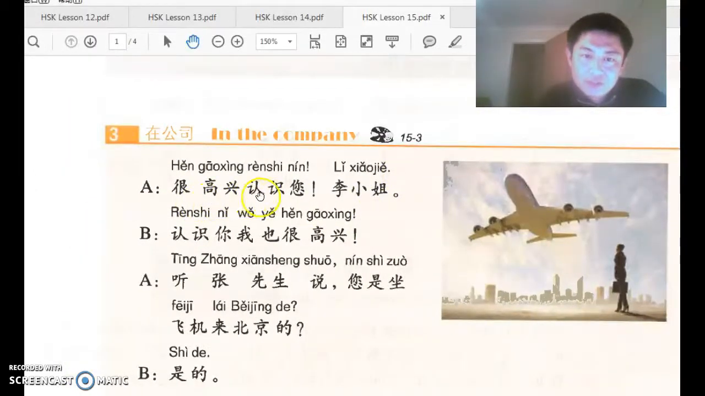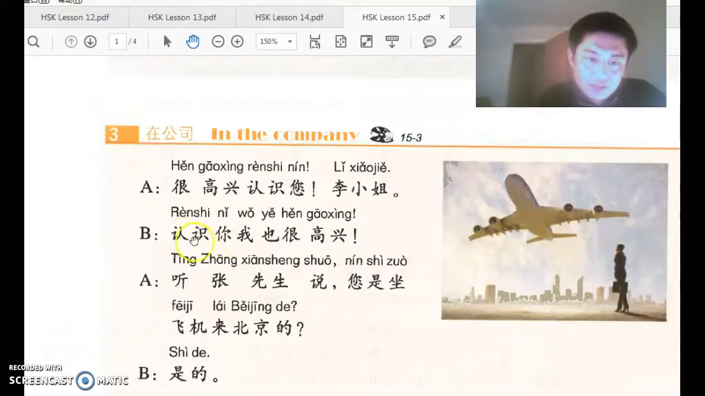很高兴认识您。Very happy to know you. It's nice to meet you. Remember this sentence. It will come in handy when you talk to a Chinese person at first sight. Okay, the first time you meet somebody. It's very nice to meet you. 李小姐 Miss Li, 认识你 knowing you. I'm also very happy. 我也很高兴. Or you can say 我也很高兴认识你.